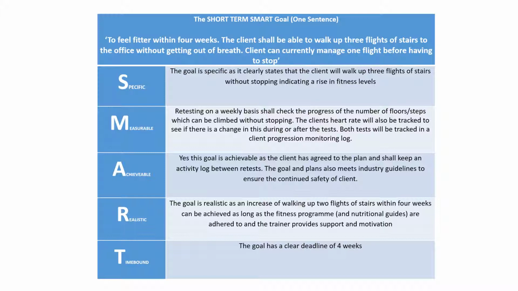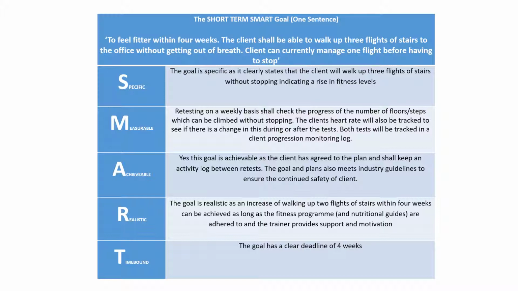So these boxes at the side here, this is where the learner should be able to kind of write their rationale as to what's going on per section. Okay, so measurable. Retesting on a weekly basis shall check the progress of the number of floors or steps which can be climbed without stopping. The client's heart rate will also be tracked to see if there's a change in this during or after the tests. Both tests will be tracked in a client progression monitoring log.